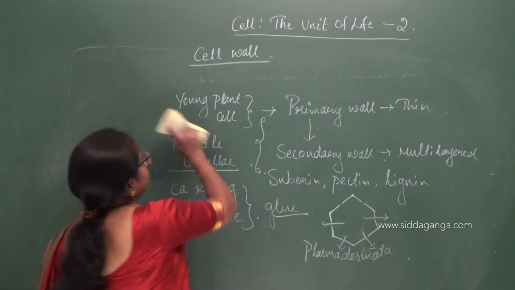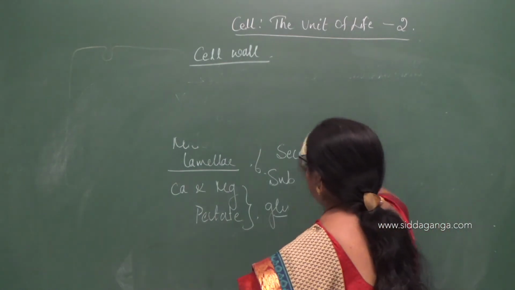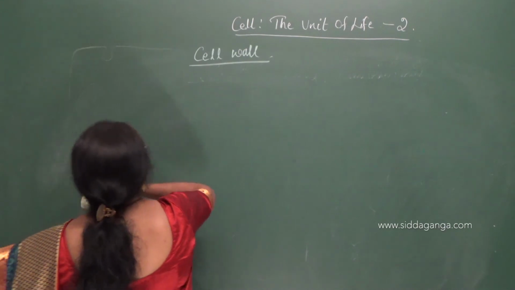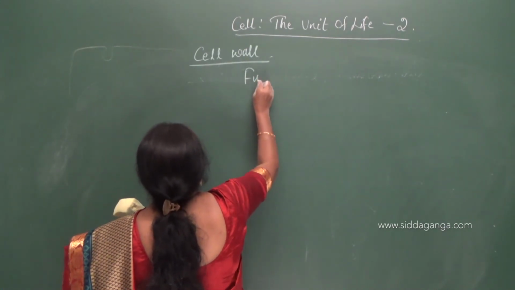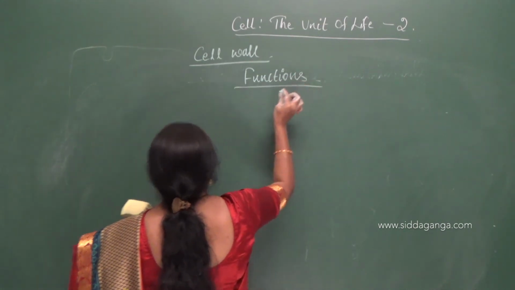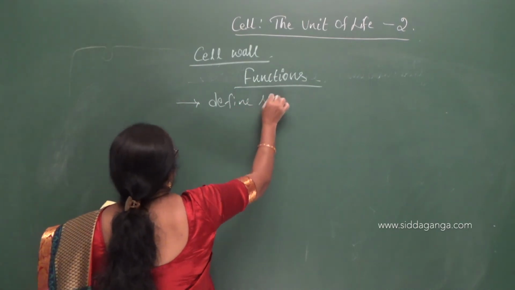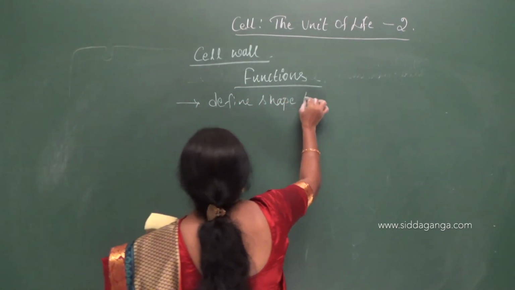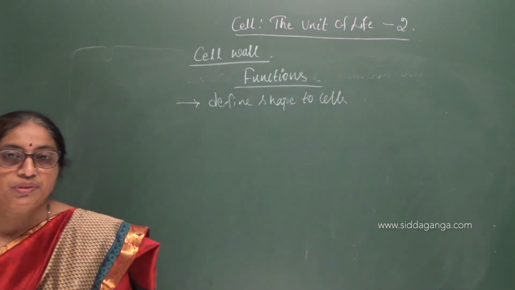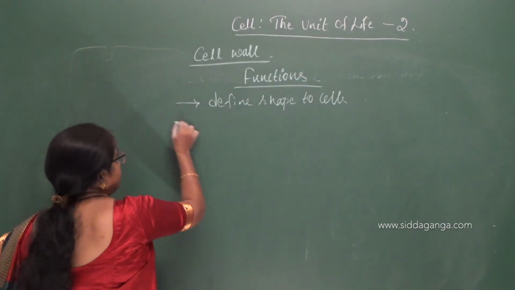So, we will go to the functions of the cell wall. Firstly, it provides a definite shape to cells. It forms the outermost boundary and it provides a definite shape to the cell.